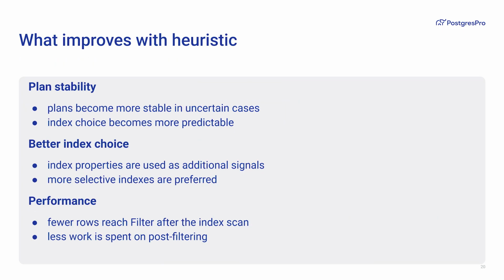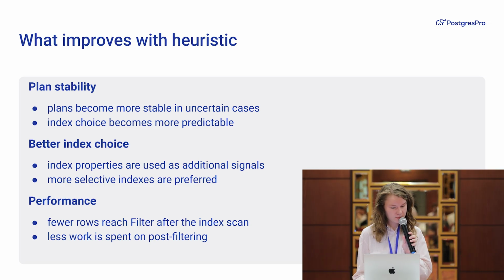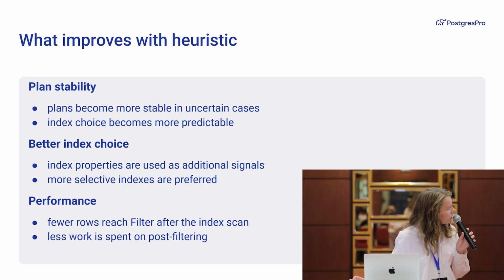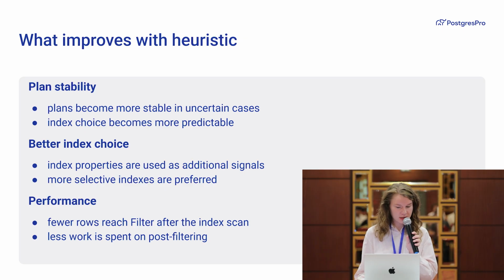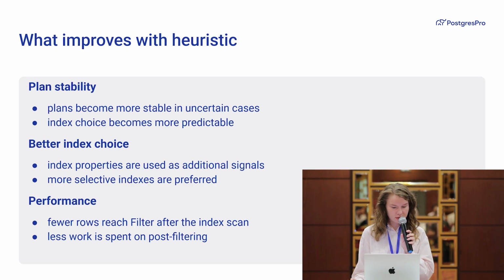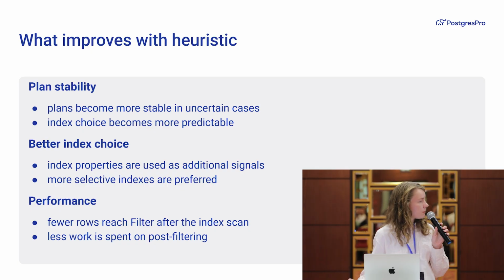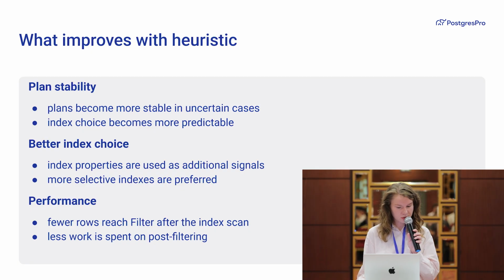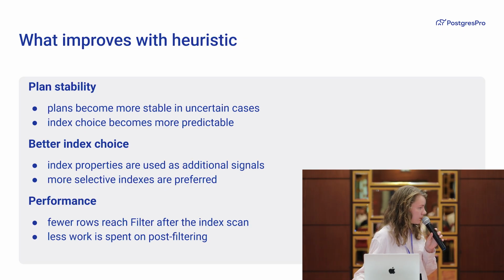What we get from the index heuristic: first, plan choice becomes more stable in such situations. Second, the planner can use additional signals from the indexes, for example, how selective the conditions are, whether the index is unique, and how much work remains for filtering. In practice, the effect is simple: fewer rows reach the filter, which means less post-filtering, less superfluous work, and in the example we saw, much faster plans.